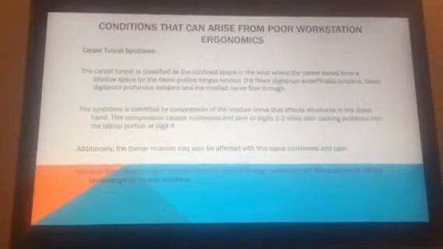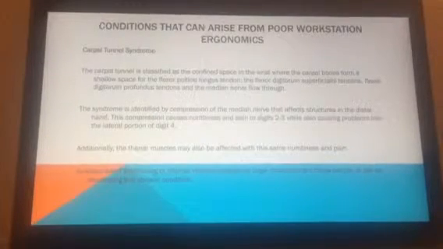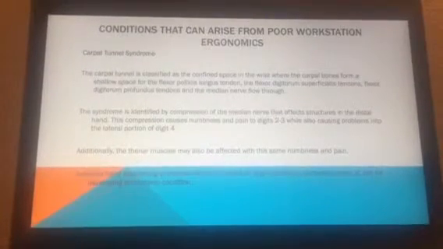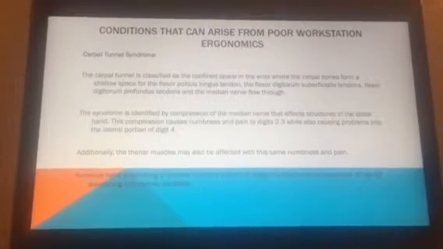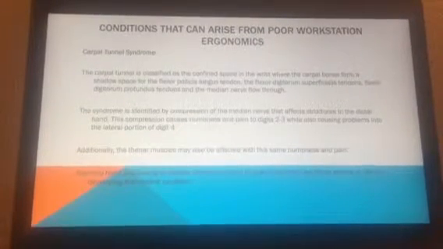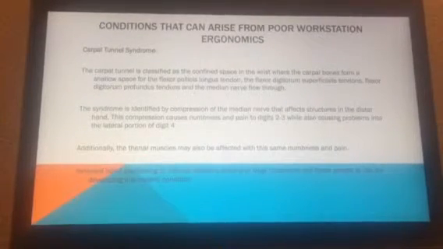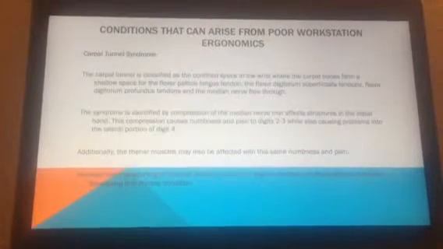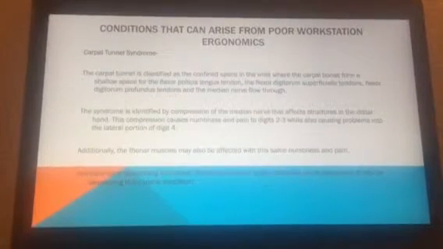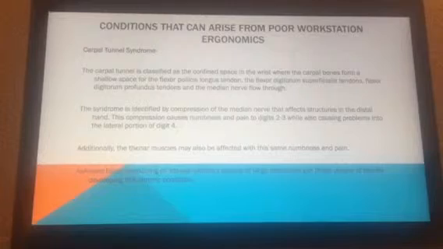vibratory forces. The syndrome is identified by the compression of the median nerve, which is also in that tunnel with the muscular structures in the distal hand. This compression causes numbness and pain to digits 2 through 3, while also causing problems into the lateral portion of digit number 4. Additionally, the thumb muscles or thenar muscles may be affected with this same numbness and pain.